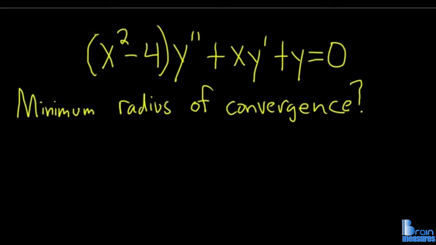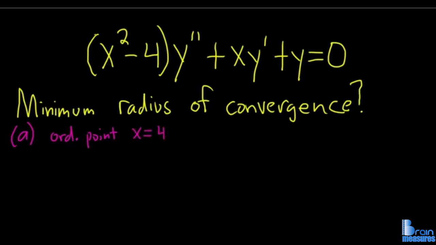We're given a differential equation, and we have to find the minimum radius of convergence. So first, let's find the minimum radius of convergence about the ordinary point. I'll just put ordinary point x equals 4. All right, so how do you do that?